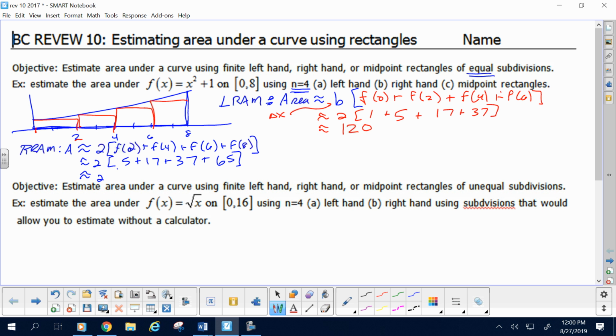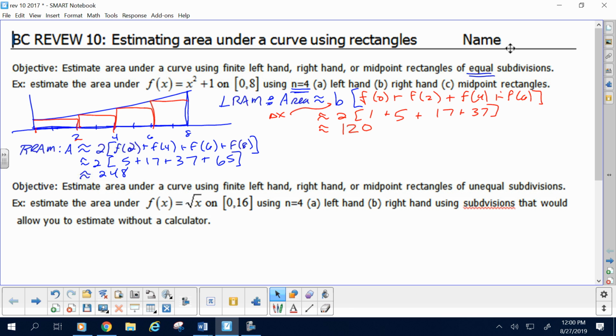And 2 times, let's see what we got there. 22, 23, 59, 124 maybe? Is that right? 102, 124. I got 124 inside each time, so what, 248? Yes. Okay. Is that an overestimate or an underestimate? Over. So we know the true area lies somewhere between 120 and 248, which is quite a different range.